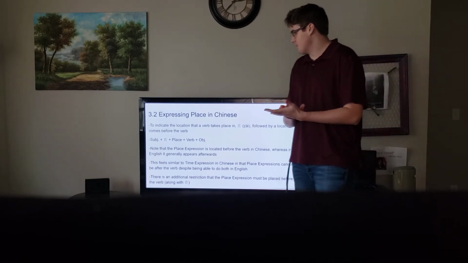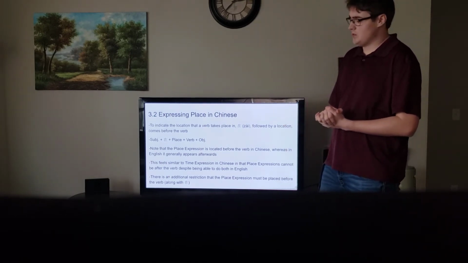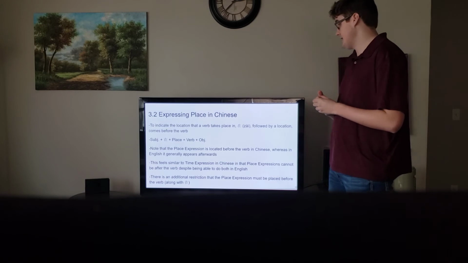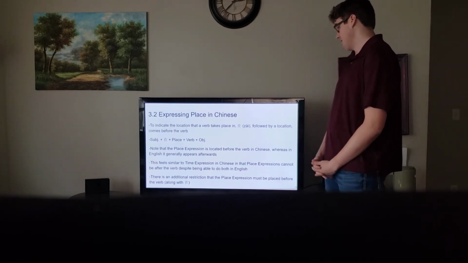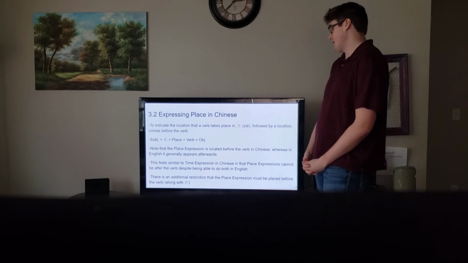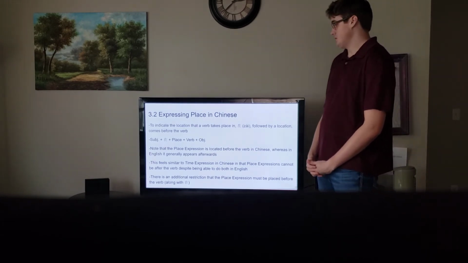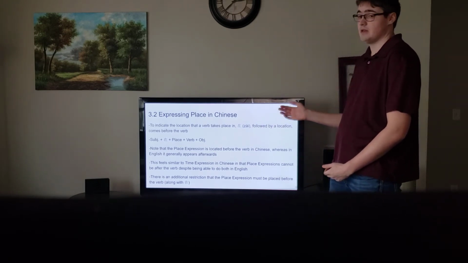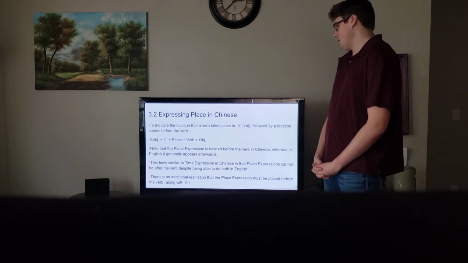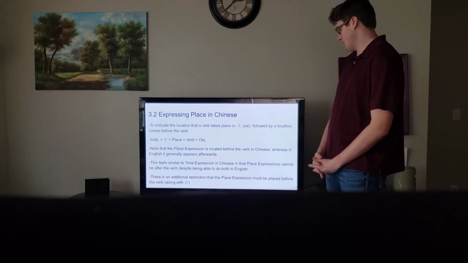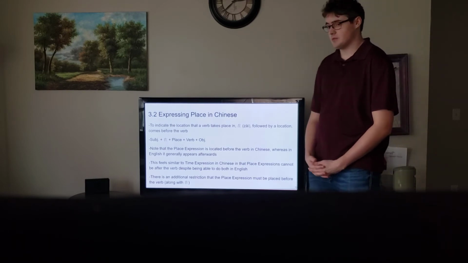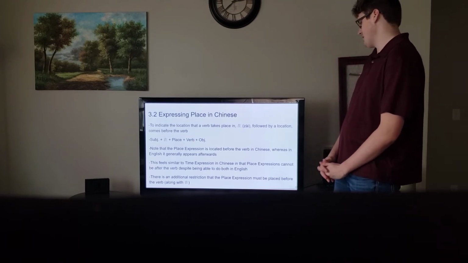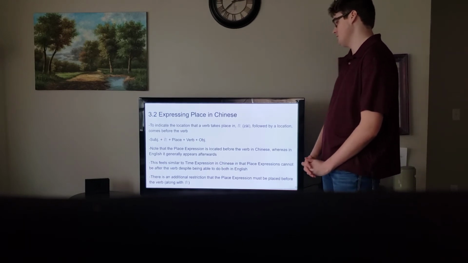When expressing place in Chinese, however, these rules are more rigid, much similarly to time expression. To indicate the location that a verb takes place in, zai, followed by a location, comes before the verb. So we can see the ordering be subject, zai, place, verb, and object. Note that the place expression is located before the verb in Chinese, whereas in English it generally appears afterwards. This feels similarly to time expression in Chinese, in that place expressions cannot be after the verb, despite being able to do both in English.